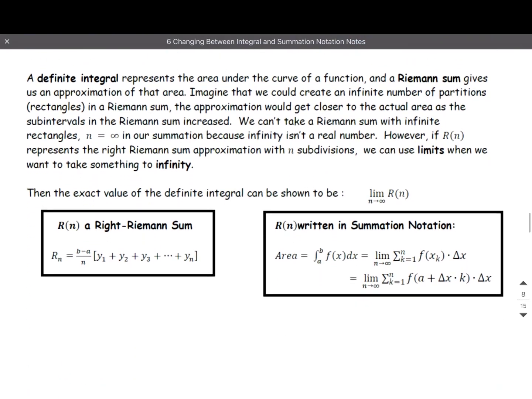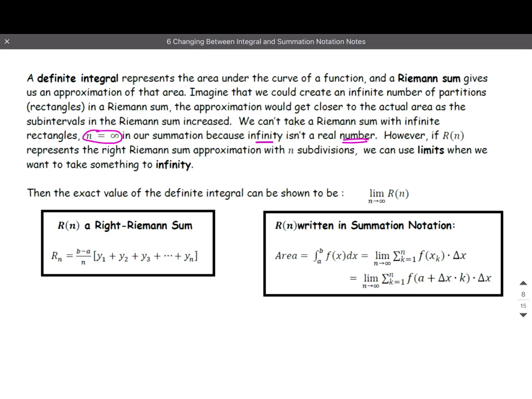Now, just a reminder of a few things, okay? A definite integral represents the area under a curve of a function, and a Riemann sum gives us an approximation of that area. Remember that if we want an infinite number of partitions or rectangles in that Riemann sum, the approximation gets closer and closer to the actual area, right? We talked about this. And we can't take Riemann sums with infinite rectangles because we can't put n equals infinity in our summation, because infinity is not a number. You cannot substitute it in.